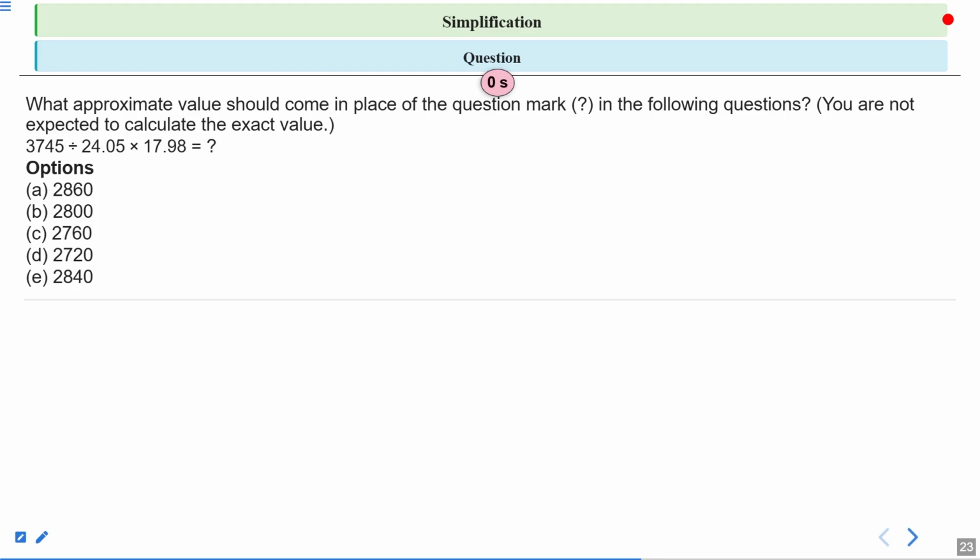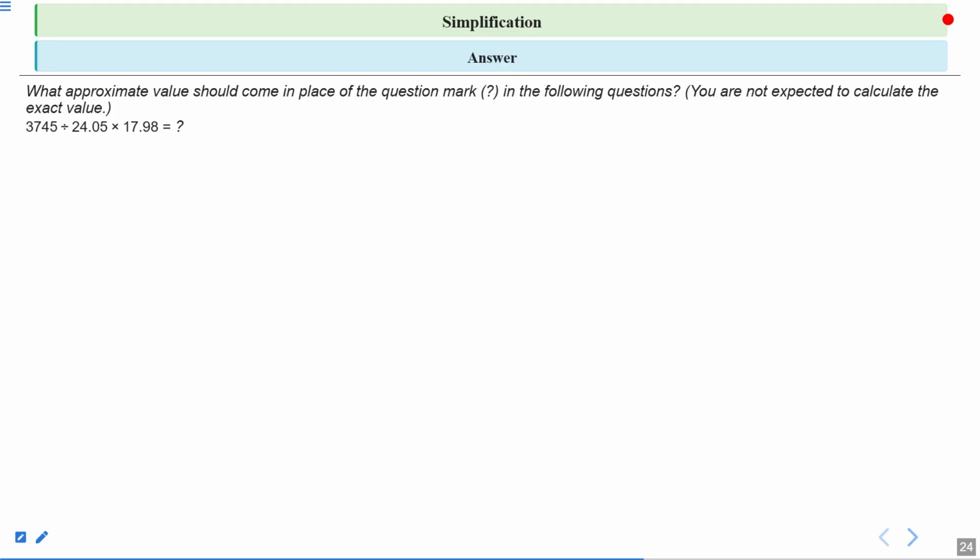Now time's up. Let's see the solution of this question. This is an approximation based question, so we can take approximate values in this question. The correct answer of this question is B, which is 2800. Now see the detailed solution using concept 3.3 in this question.